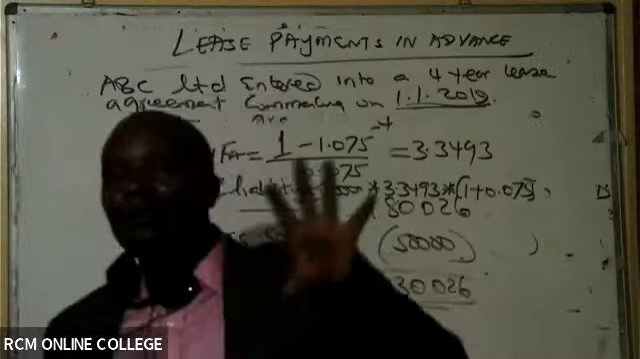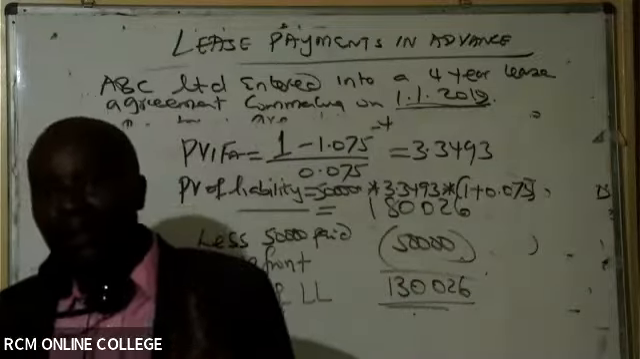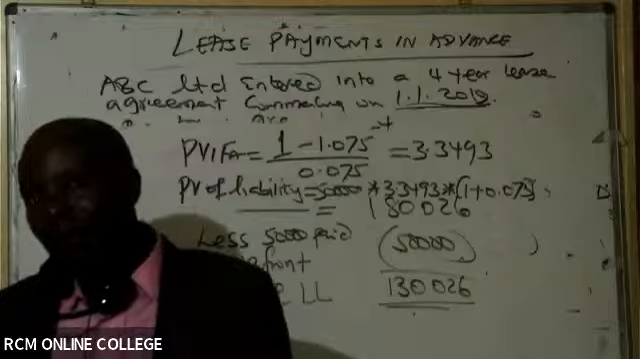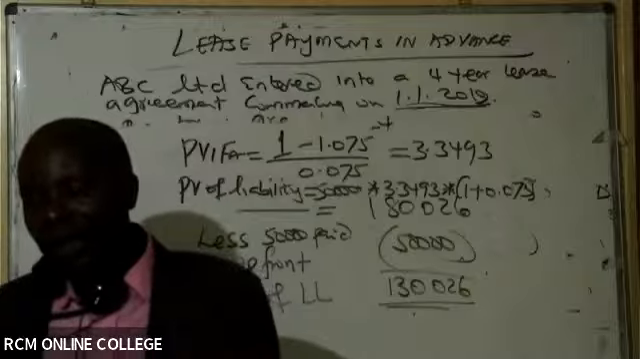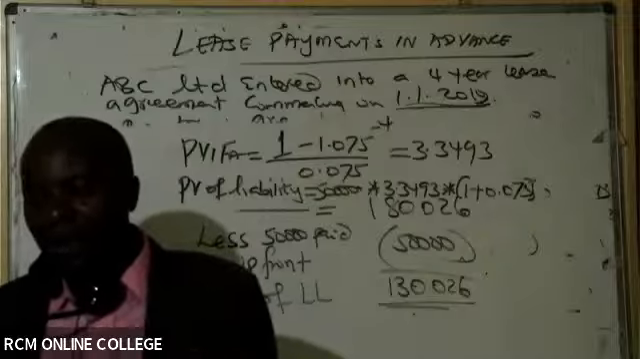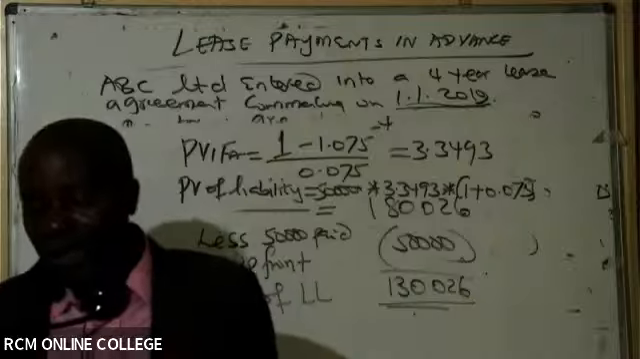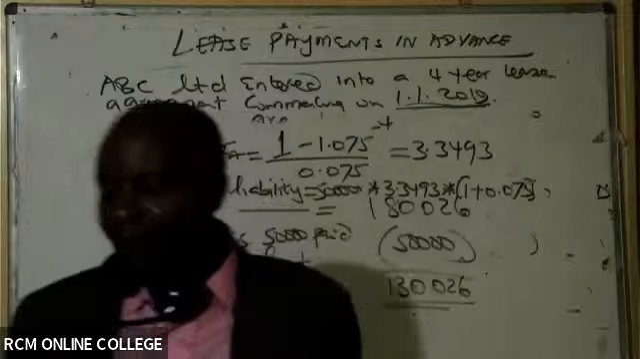Because remember now, if you're using this approach, you're getting the total liability. But remember, the 50,000 has been paid up front. So you subtract it. The 50,000 has been paid up front. You subtract it. So you get 130,026.